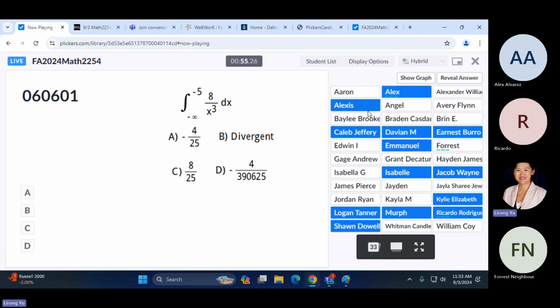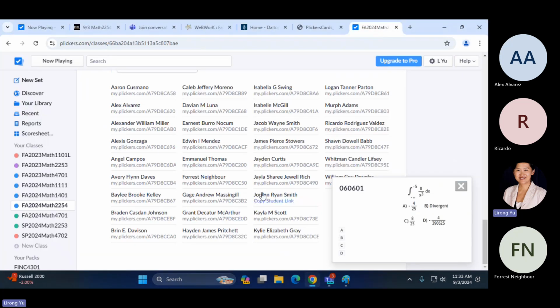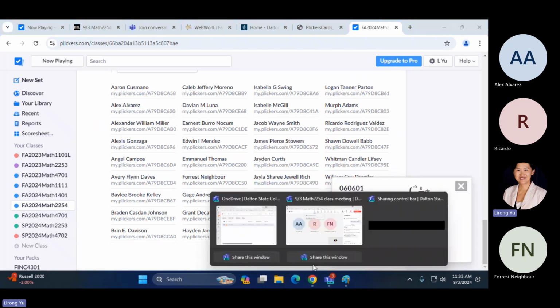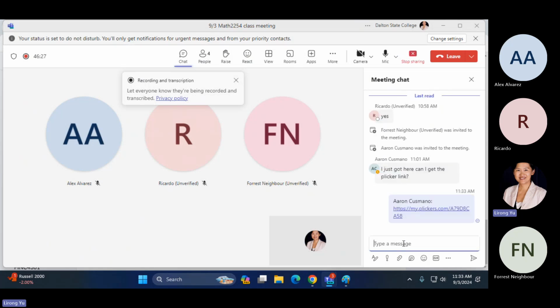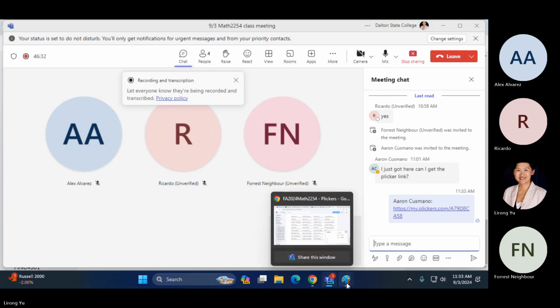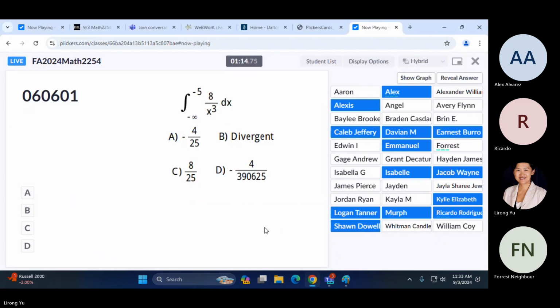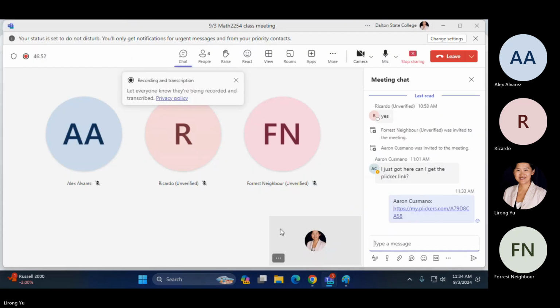Well, let me send you the link, but you can definitely bookmark the link next time so you don't have to wait for me to send it. It can stay in your device. Are you able to open the link? Aaron, are you opening the link? Okay.